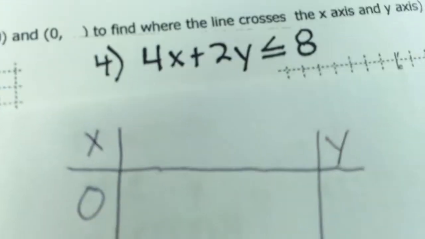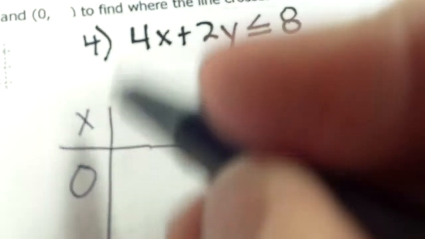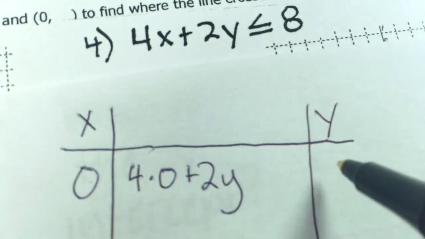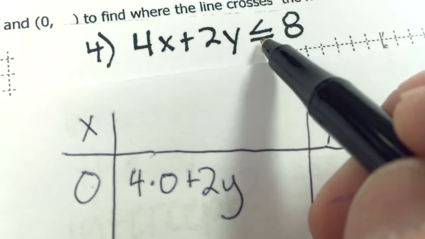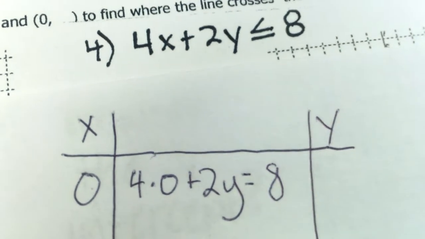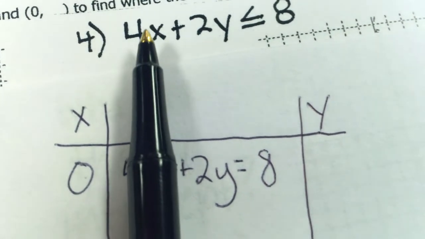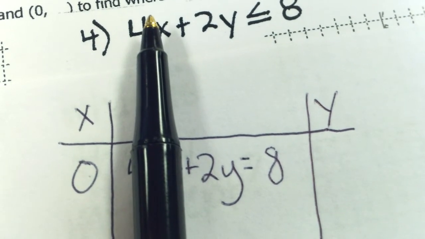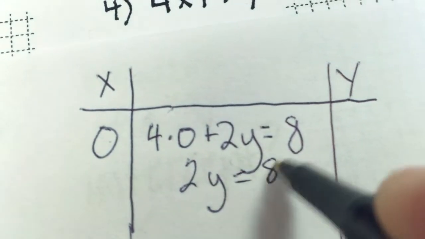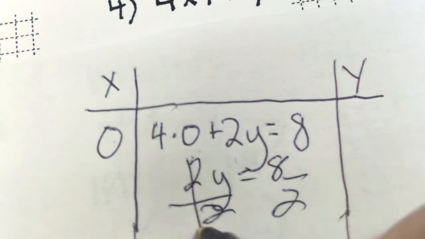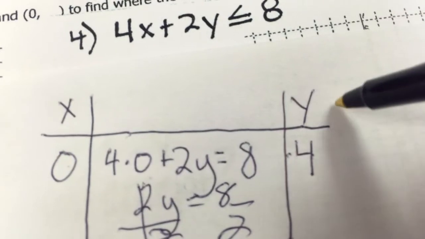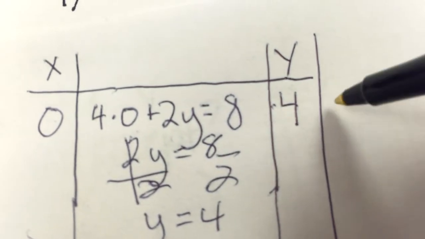So if this is my inequality, and I make x 0, this is going to be 4 times 0 plus 2y. Remember, right now we're only worried about a point. We don't have to worry about solid or broken or shading just yet, so I'm just going to use an equal sign here. 4 times 0 is 0. Well, 0 plus 2y is just 2y, isn't it? So 2y equals 8. Divide both sides by 2, and y equals 4. When x is 0, y is 4. And that's going to be the ordered pair 0, 4.